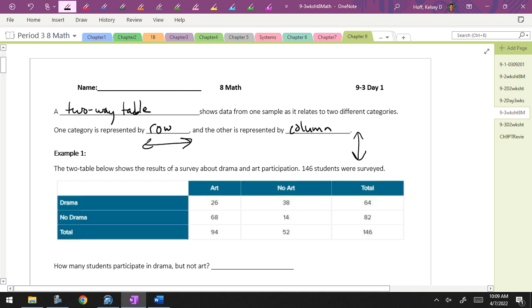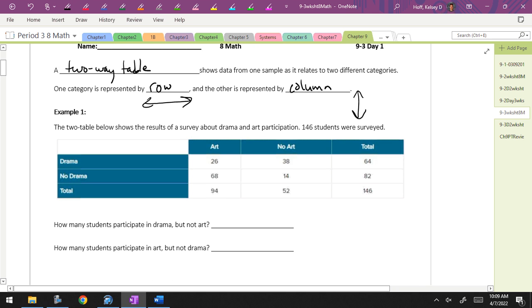Very good. So here's an example of a two-way table. It shows the results of a survey about drama and art participation. 146 kids were surveyed. So they talked to 146 kids, and every single kid they said, are you in drama or not drama? And they took the survey, and then they said, are you in art or are you not in art? And this is the data they got.